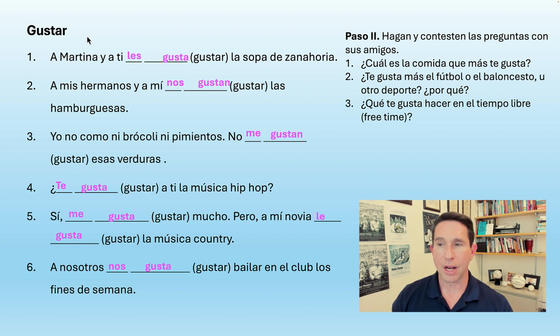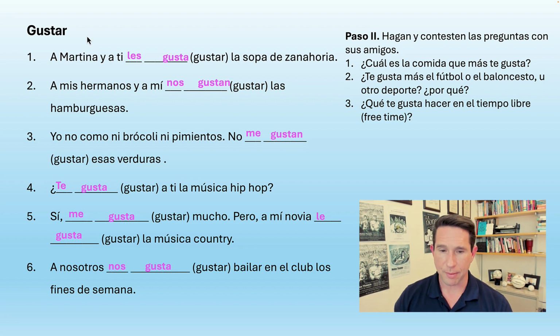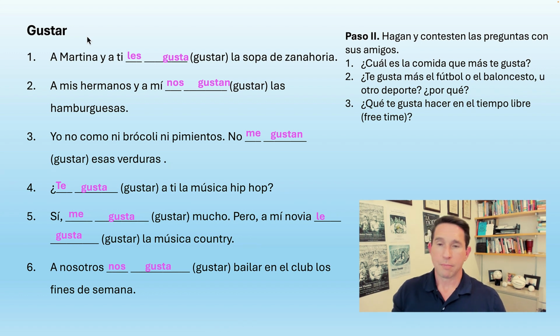¿Te gusta el fútbol o el baloncesto o otro deporte? Which one do you like? So, me gusta mirar el baloncesto. Me gusta jugar el fútbol. ¿Qué te gusta hacer en el tiempo libre? Free time. A mí me gusta salir con mi familia. Me gusta comer en un restaurante. Me gusta pasar tiempo con mi familia.